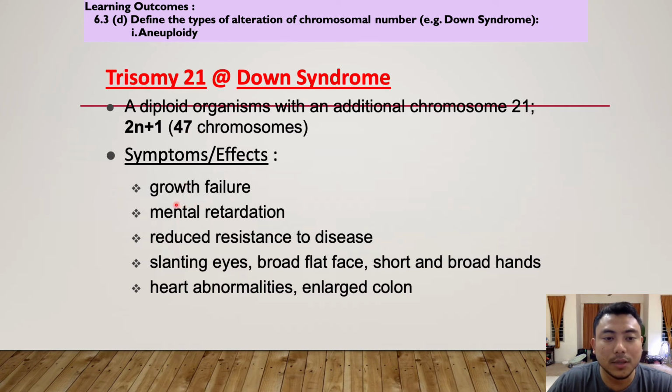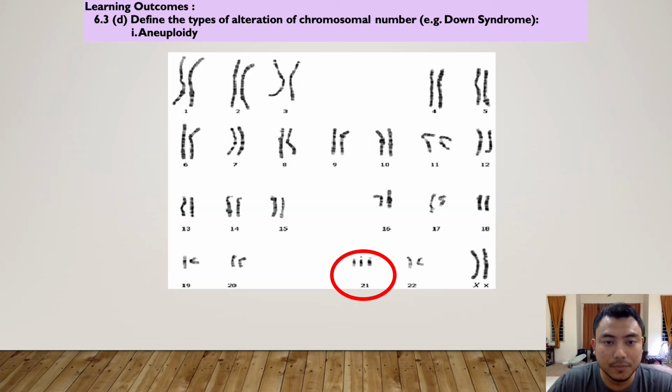So, symptoms dia growth failure, biasa mereka ni pendek, mental retardation, mereka tidak waras, reduced resistance to disease, mudah kena penyakit, slanting eyes iaitu mata sipit, broad flat face, short and broad hands, heart abnormalities, and enlarged colon. So ini adalah antara symptoms of pesakit Down syndrome. So we look at this human karyotype. Human karyotype ni iaitu taburan chromosomes lah. So we have chromosome number 1 until chromosome number 23. So pada chromosome number 21 sepatutnya hanya ada sepasang sahaja, dia ada terlebih 1. So satu kita panggil sebagai trisomy.